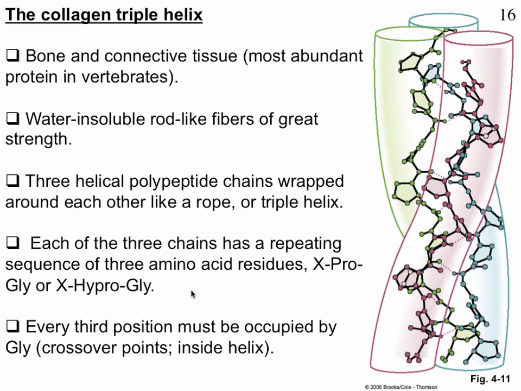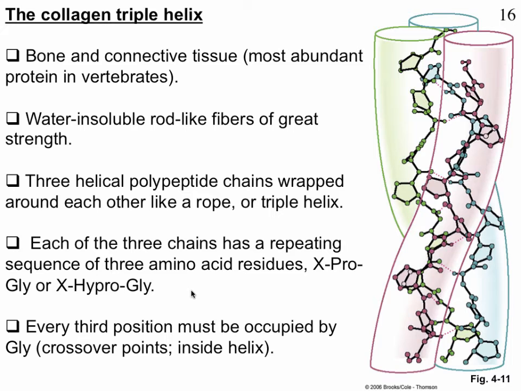We're going to talk a little more about the collagen triple helix as an example of a fibrous protein. The collagen triple helix is in bone and connective tissue, and they're water-insoluble, rod-like fibers of great strength. They form these rod structures. The collagen triple helix is three helical polypeptides that are wrapped around each other like a rope, or a triple helix.